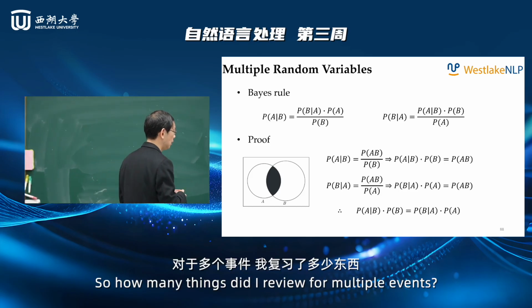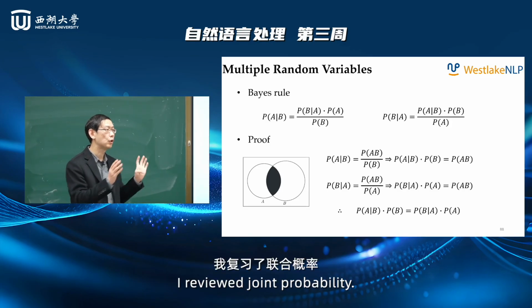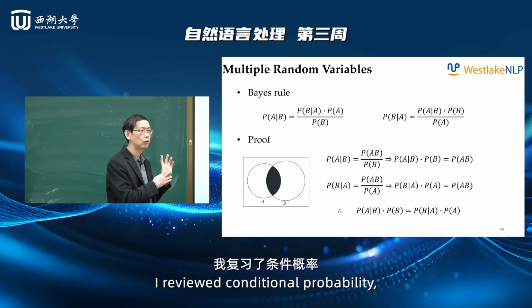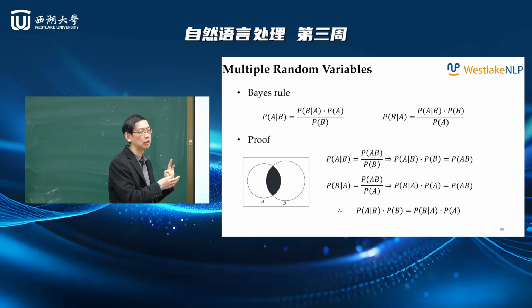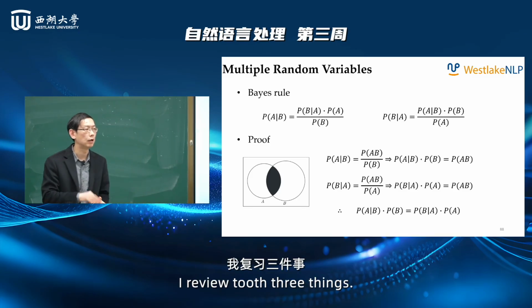So how many things did I review for multiple events? I reviewed joint probability. I reviewed conditional probability. And I reviewed a Bayes rule between two conditional probabilities. I reviewed three things.